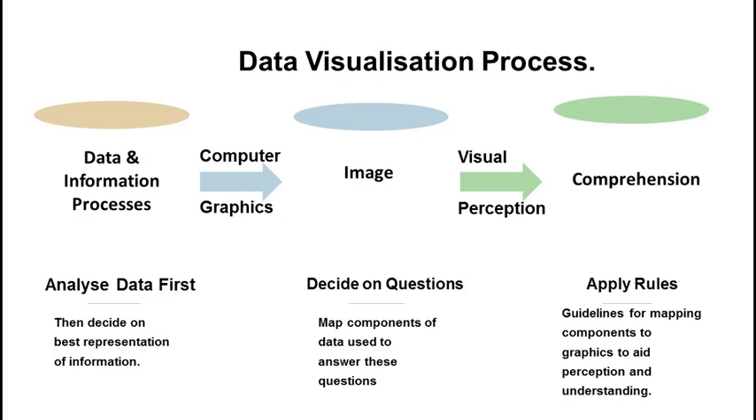The idea here is that we have some data and analyze that data as a first step. We then decide on the best representation of information. We then map the components of the data to answer our or our audience's question in a way that is readily comprehensible and persuasive.